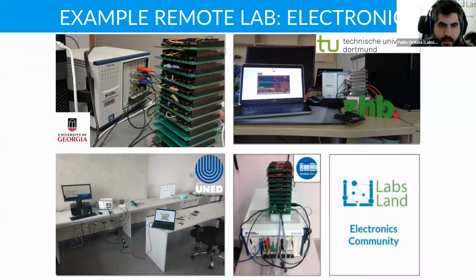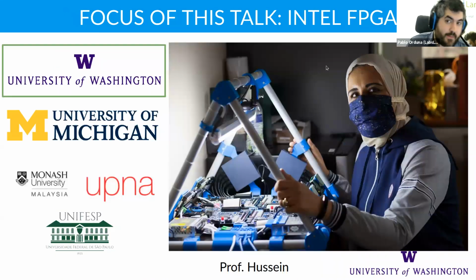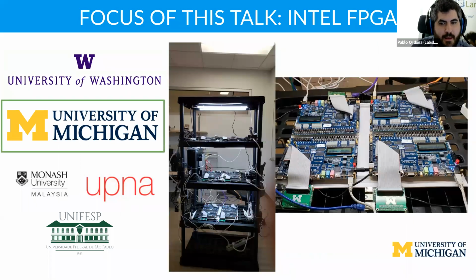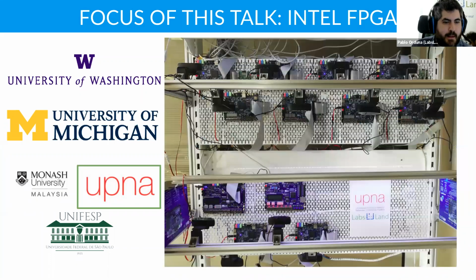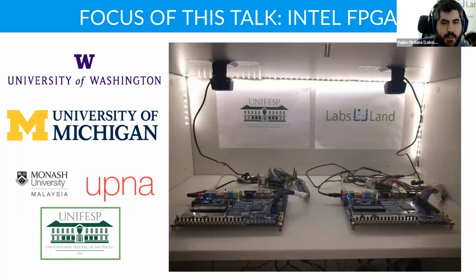And again, as always, we have these laboratories located in multiple locations, in this case at the University of Georgia, TU Dortmund in Germany, UNED in Costa Rica, and the University of Deusto in Spain. We also have the Intel FPGA laboratory. I'm not going to talk about this laboratory too much because Professor Hussein is going to explain it in more detail. She's at the University of Washington, but we have this same type of laboratory at the University of Michigan, at Monash in Malaysia, at UPNA in Spain, and at Unifesp in Brazil.